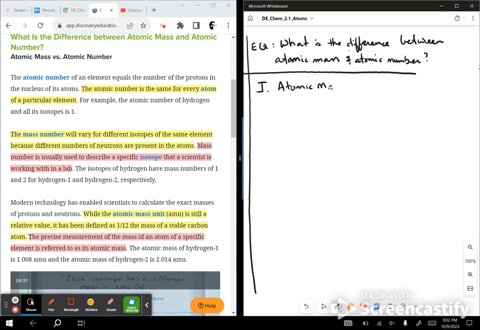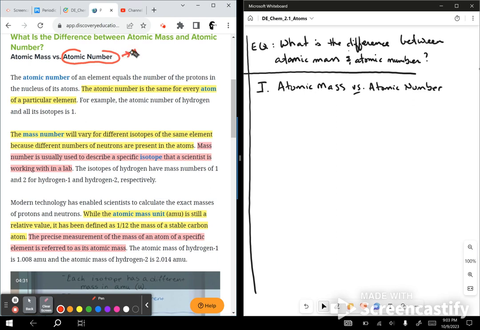Atomic mass versus atomic number. Okay. Well, we'll just go ahead and go through the text there. The atomic, but I think we've already addressed this. Atomic number, you already should recall from our past conversations that this number here refers to simply the number of protons.